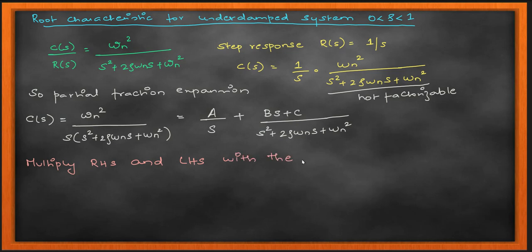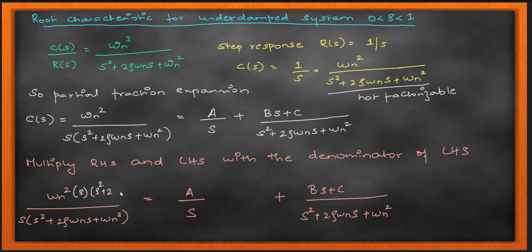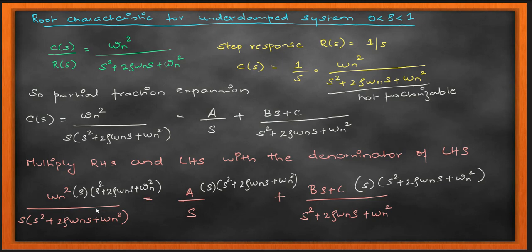Now as you can see, my characteristic polynomial is in a non-factorizable form. So my partial fraction expansion is A over s plus Bs plus C over the quadratic. That is what you use for non-factorizable polynomials in your denominator. The solution method is the same as for factorizable ones. My first step is multiplying the right hand side and left hand side with the denominator of my LHS, which is s into s squared plus 2 zeta omega n s plus omega n squared.